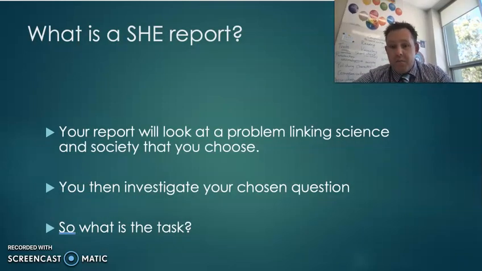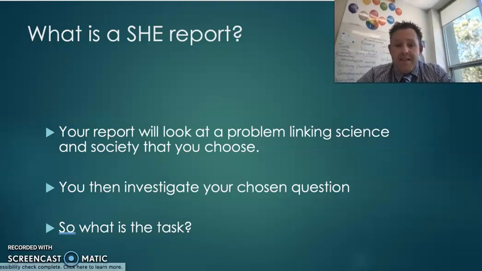So what is a SHE report? It's a 1,000-word report, in the essay style. So you've got an intro, a main body, and a conclusion, but you're looking at your SHE components with it. What your report will look at is a problem linking science and society that you choose. We'll give you an area to focus on, but then you choose what you look at within that. Then you investigate a chosen question which you'll come up with, and from there you'll look at the science and produce a report.